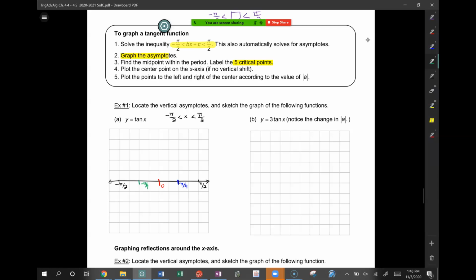Okay, next, let's do the asymptotes. Asymptote here, asymptote there. Okay, and we've done the critical points. So now we're going to go to number 4 of this. Plot the center point on the x-axis for the default sign. So the center point, I put it on the x-axis here.